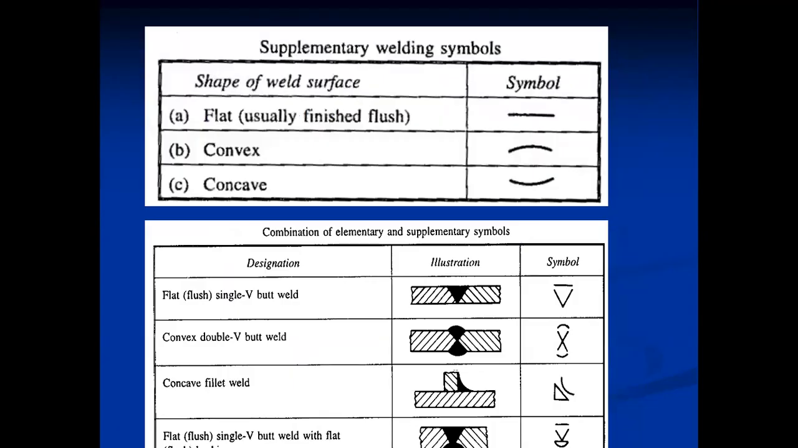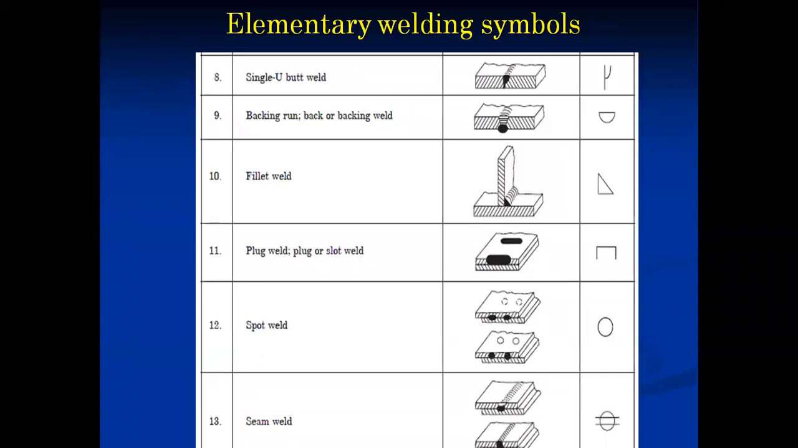Actually, this is a secondary welding symbol. It is not that important, but for our information. Supplementary welding symbols: flat weld, single flat line, convex, then convex and concave. This is actually a combination. This combination is not part of our syllabus, but still you can take a screenshot of this also. How flat single V butt weld is done. The secondary symbols are not that important, but these primary symbols are most important.